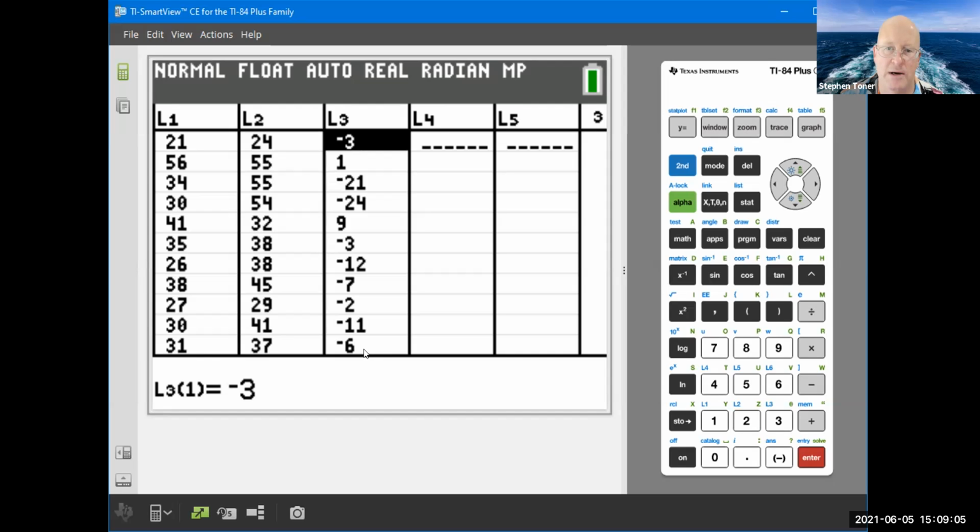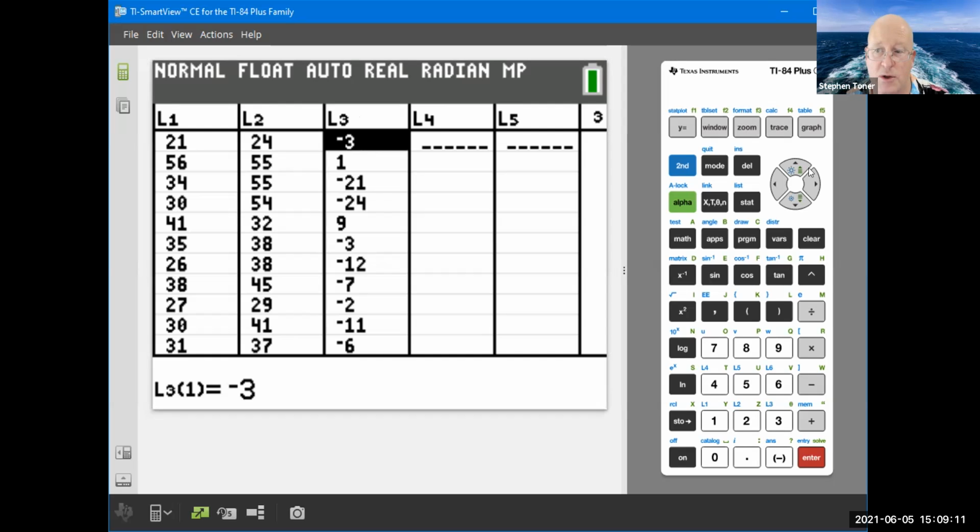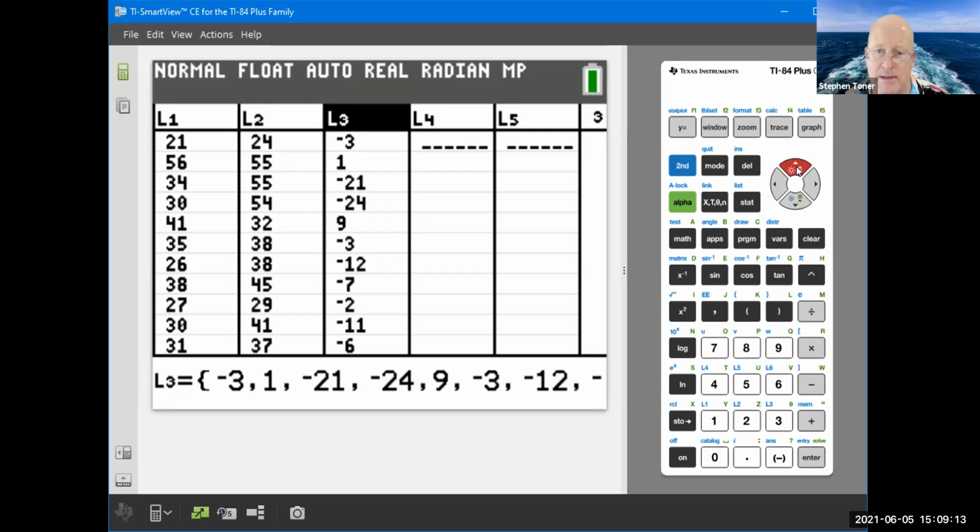So for the paired t-test, you take your two lists, enter them in, you go up to the top of L3, you move your cursor into that top position and go L1 minus L2 to get those differences. Otherwise, you've got to do all that subtraction from left to right on your own. Then you're going to go do a t-test on list 3.